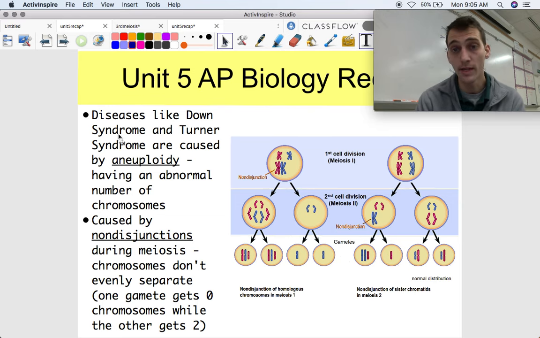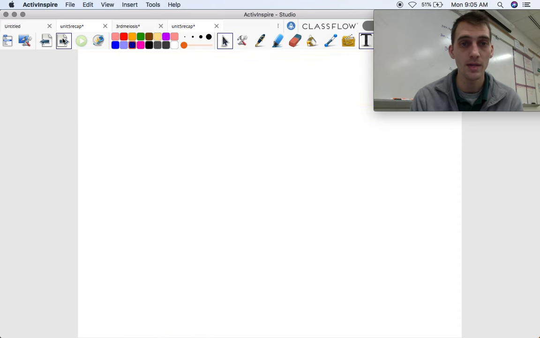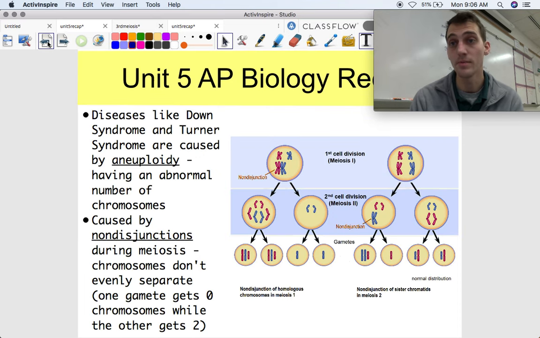And aneuploidies, an abnormal number of chromosomes, are caused by non-disjunctions during meiosis, where the chromosomes are not evenly separating either during meiosis 1 or meiosis 2. And the homologous chromosomes are not evenly separated. So one gamete might get extra chromosomes while the other gamete does not get enough chromosomes, and that can result in diseases like Down syndrome and Turner syndrome.